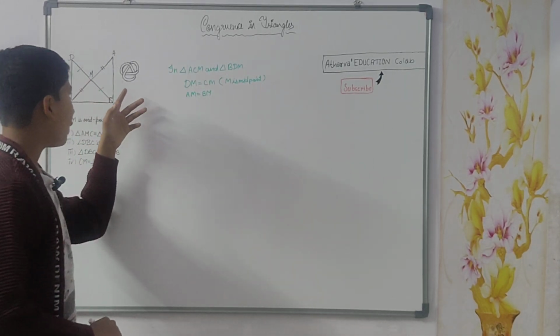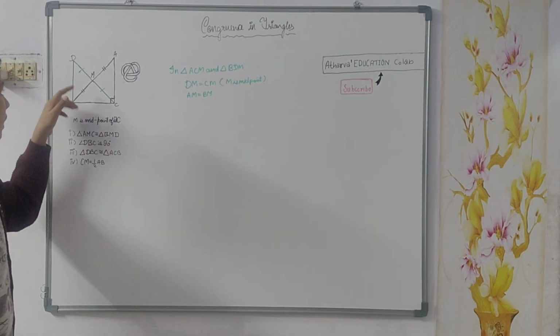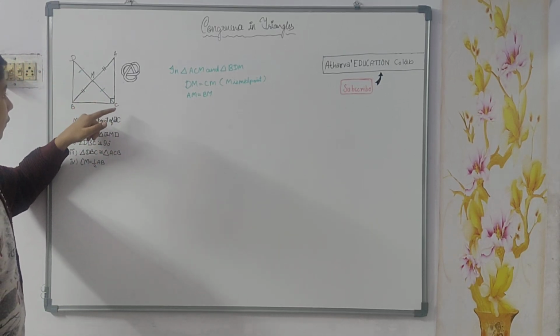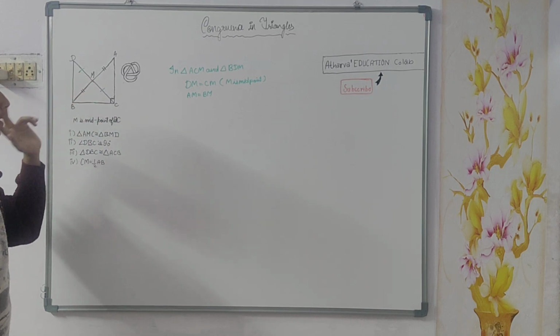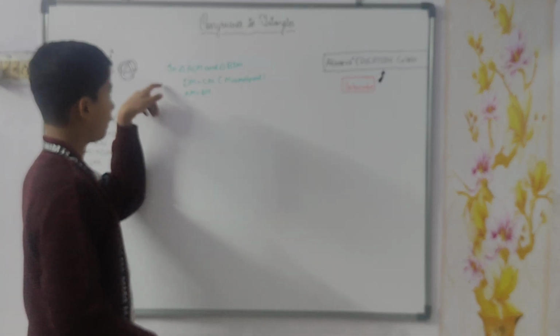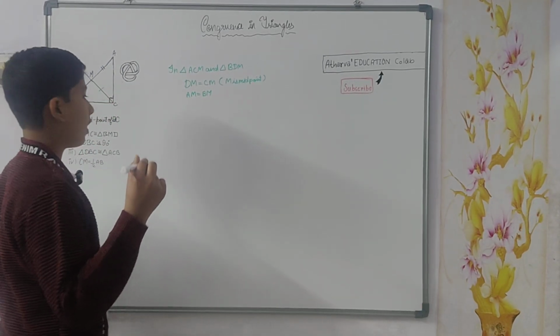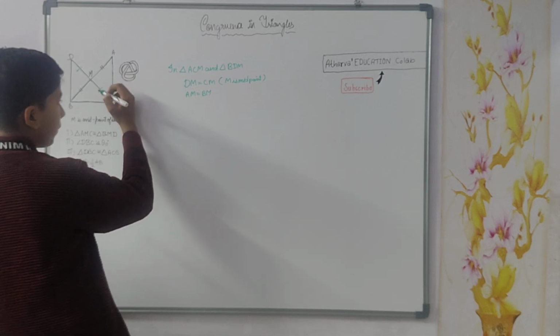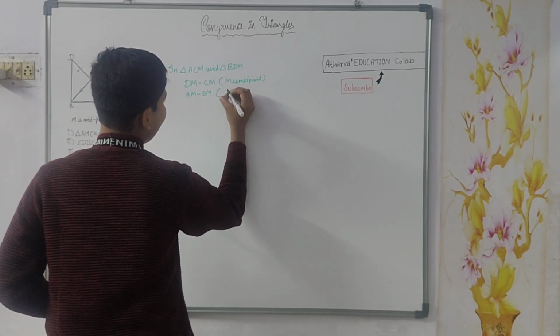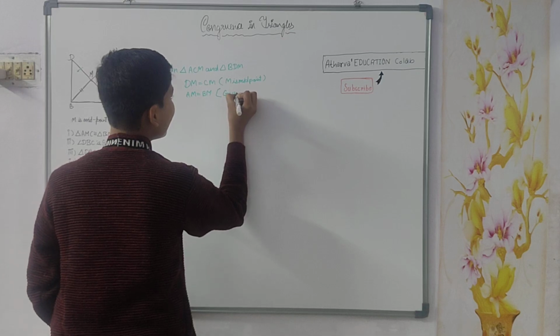Now we were discussing this. M is the midpoint of DC. DM and CM will be equal because M is the midpoint, so it will bisect it. In triangle ACM and BDM, DM equal to CM, M is the midpoint, AM equal to BM. Now why AM equal to BM? AM is equal to BM because it is already given. What a reason.